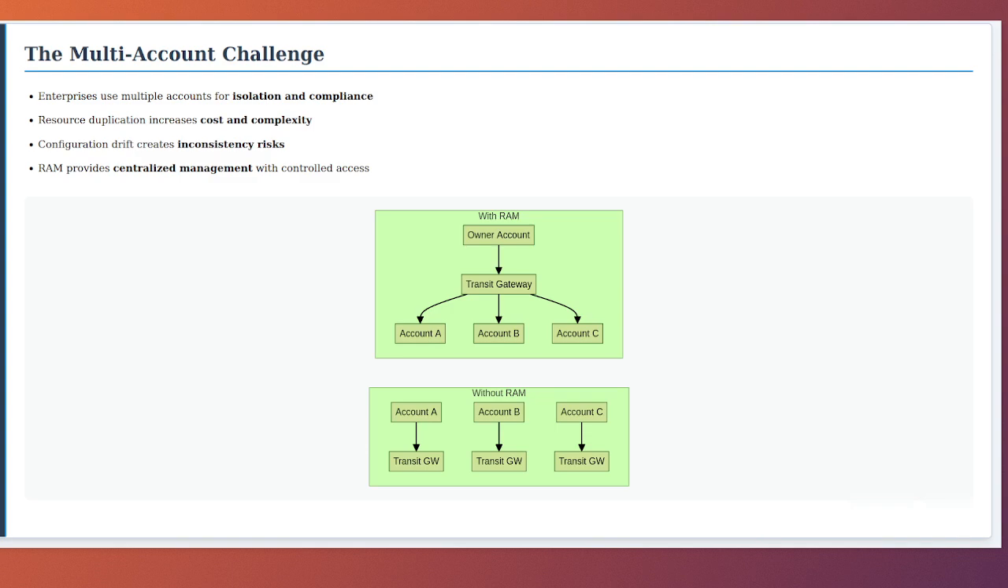This duplication creates several problems. First, there is increased cost because you are paying for multiple instances of the same resource. Second, there is management overhead because you need to maintain and update multiple copies. Third, there is the risk of configuration drift where resources in different accounts become inconsistent over time. Fourth, it becomes difficult to maintain a single source of truth for your infrastructure. AWS RAM addresses these challenges by enabling centralized resource management, while providing controlled access to other accounts.